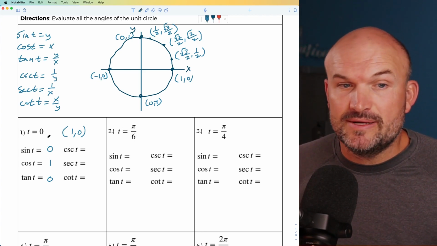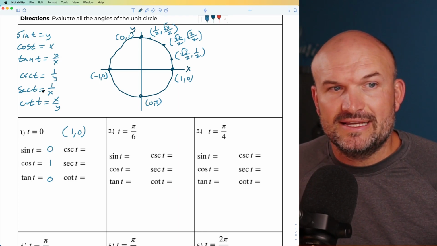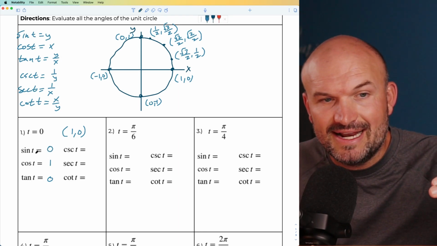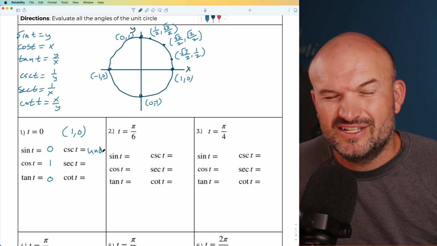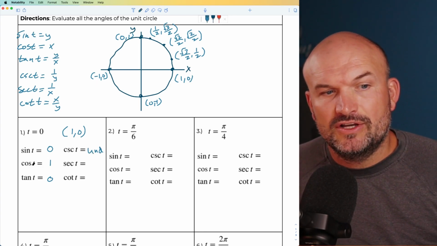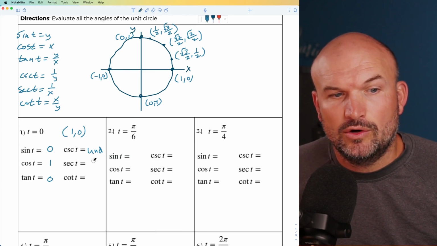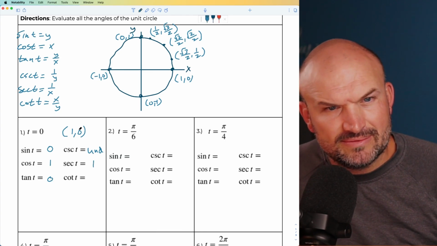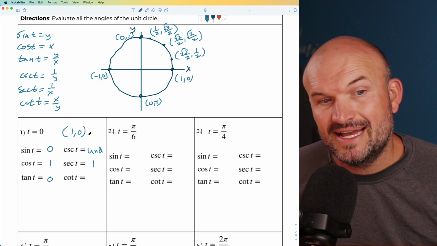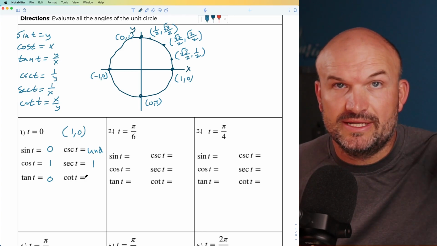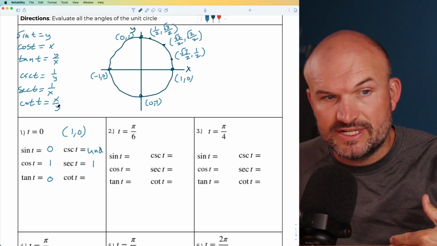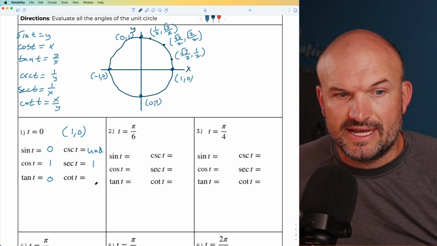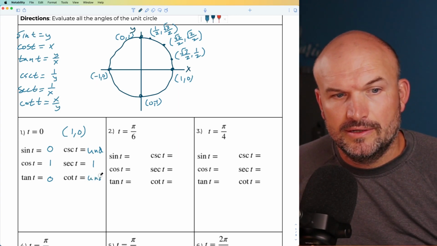Now let's just go and do the reciprocals. The easy way to think about this is, if sine is 0 and you do 1 over 0, that's going to be undefined, right? Because you cannot divide by 0. If the cosine is 1, then 1 over 1 is going to equal 1. And if tangent is 0 over 1, then cotangent is going to be x over y, so it'd be 1 over 0, which again is also going to be undefined.